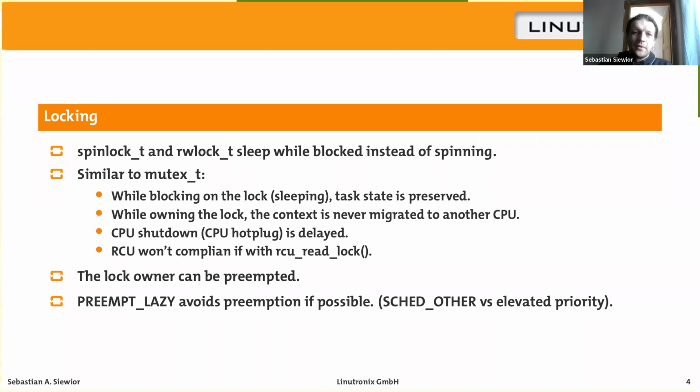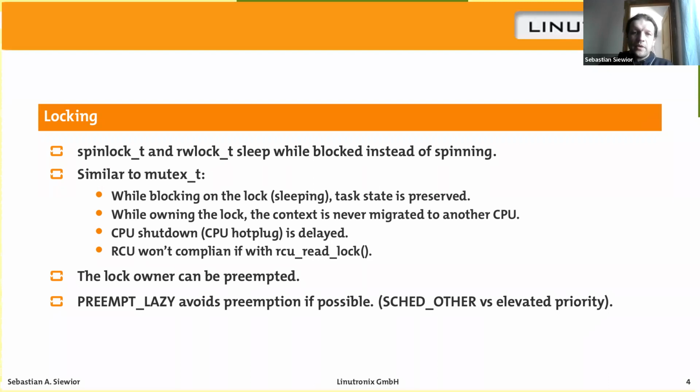The differences are, for instance, that the task state is preserved. Basically, if the task state is changed before acquiring a lock, we preserve it. Non-RT mutex_t will basically overwrite it, and after the lock has been acquired, the state will be running. So this is not something we can do.